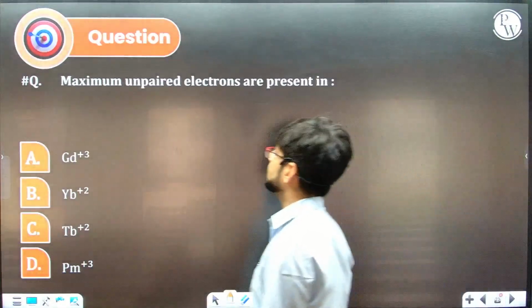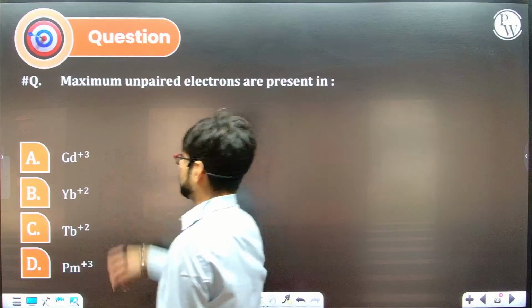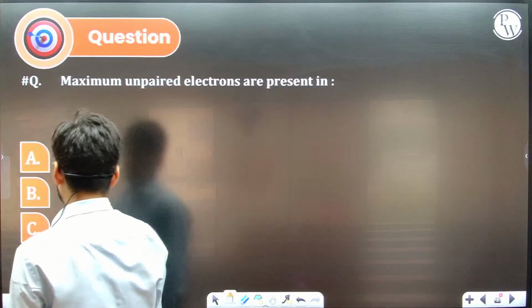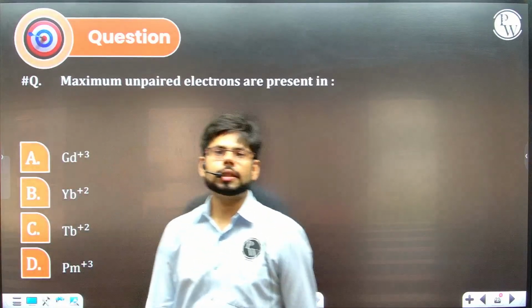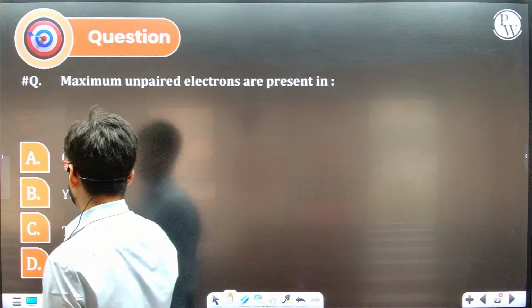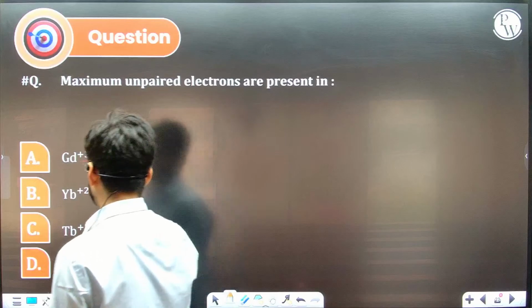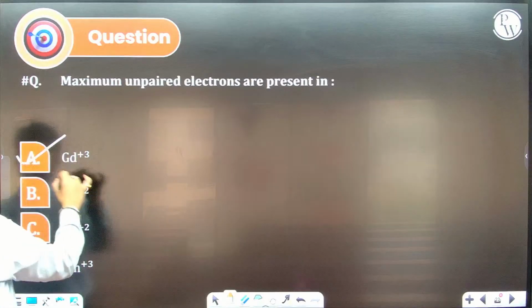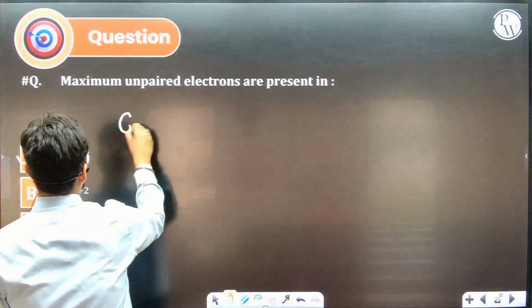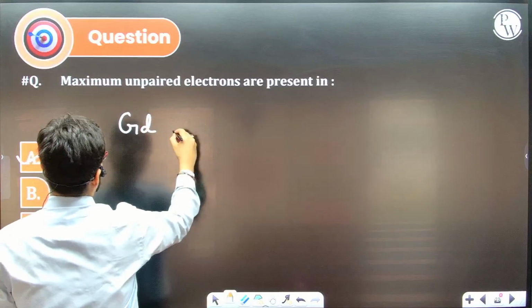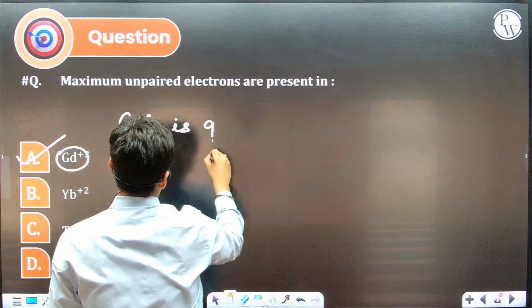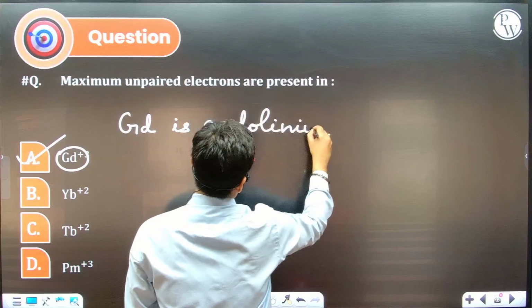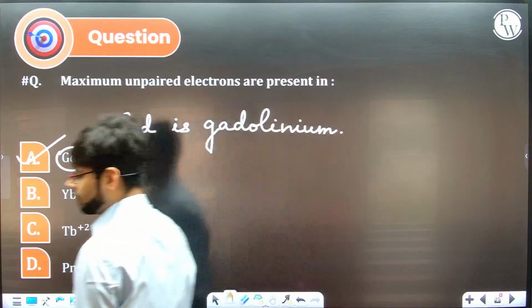Next question. Maximum unpaired electrons are present in. Okay, so these are F block elements. Again, you have to remember the atomic numbers of these common elements of F block, and then based on that we can find out the number of unpaired electrons. This will be the correct answer. Remember, this is extremely important. Gd is very, very important. Very, very important.